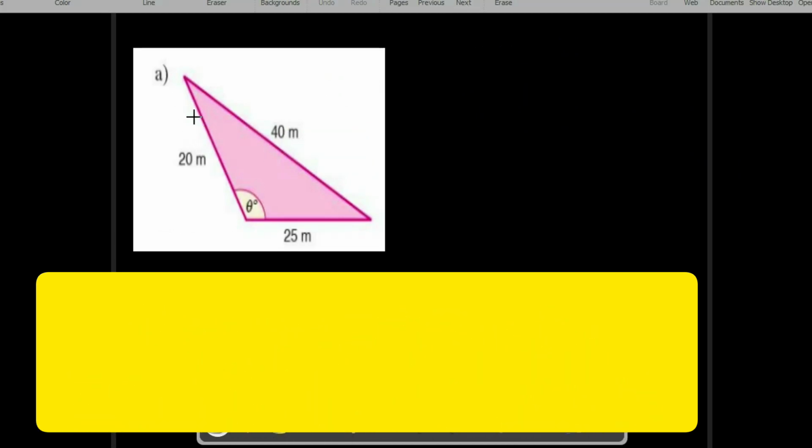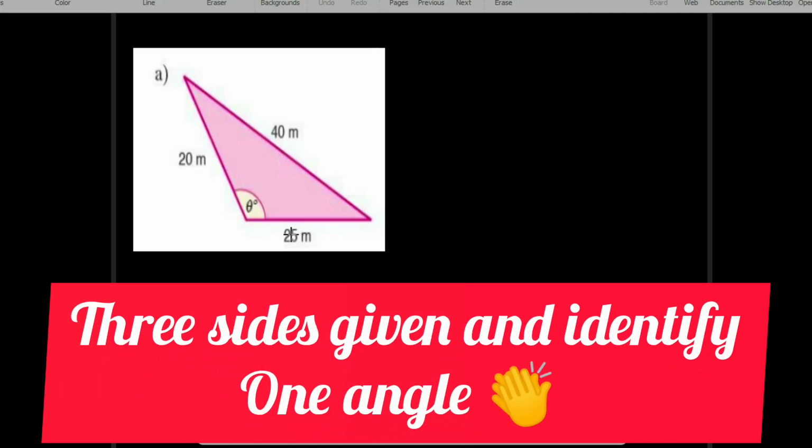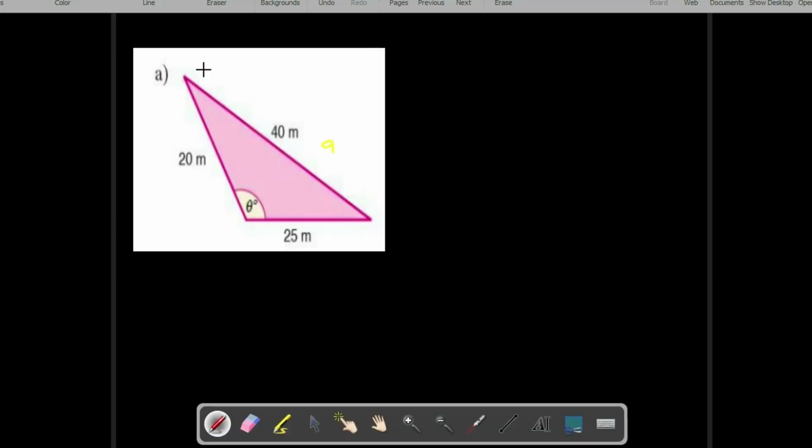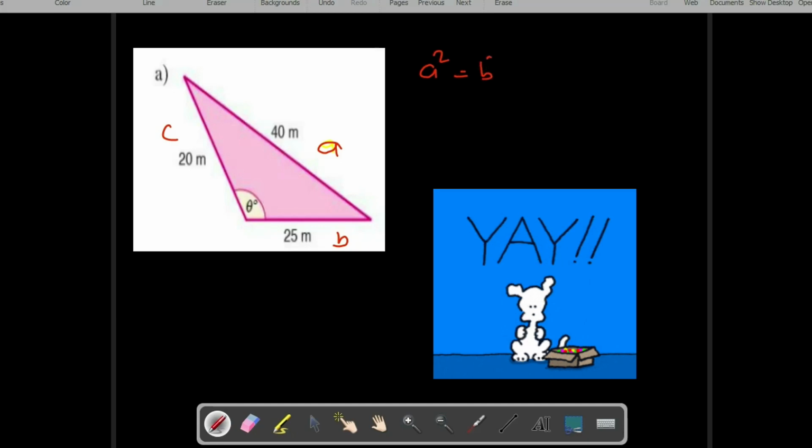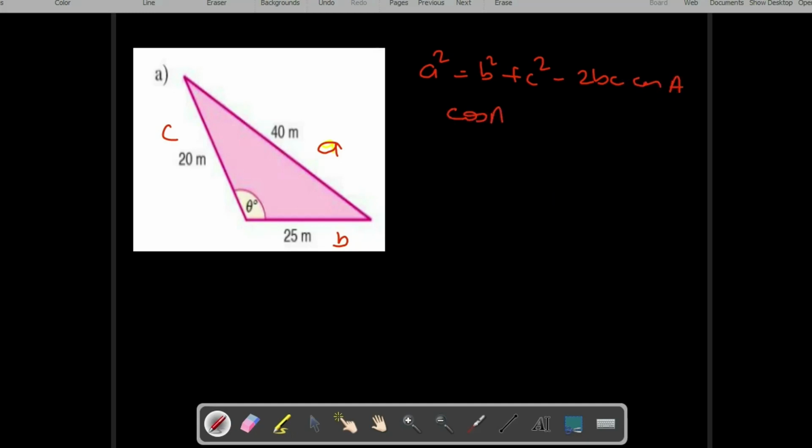In this question, three sides are given, which are 20 meter, 25 meter and 40 meter, and they're asking about this angle. Consider this as angle A, and you can take any side as B, and consider this as C. So a square equals b square plus c square minus 2bc cos A, and cos A equals b square plus c square minus a square upon 2bc. We can use this formula.